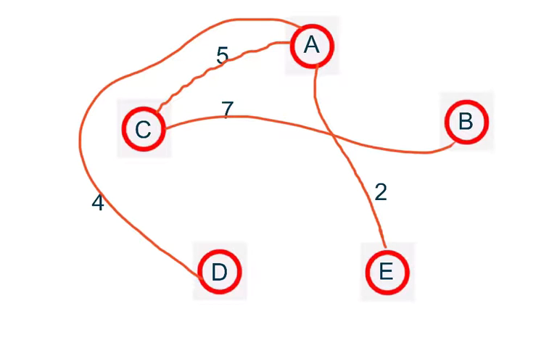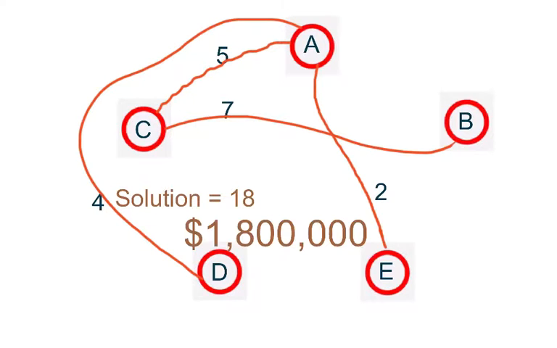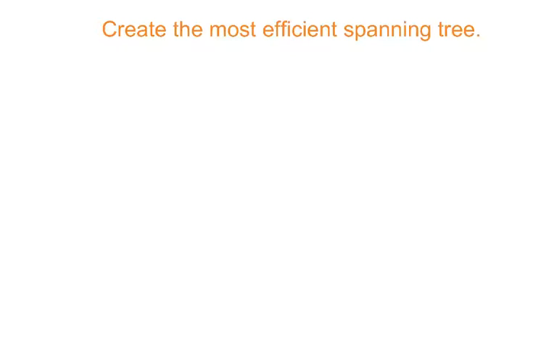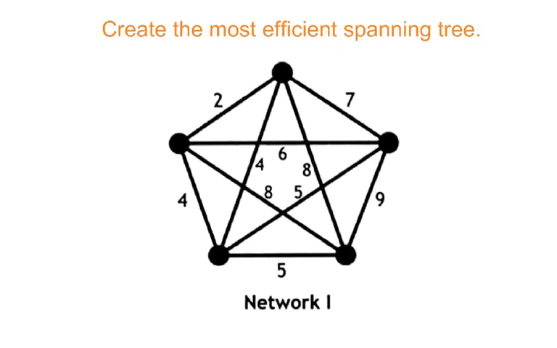So the solution to this spanning tree here is 18, and since each of these weights represents hundreds of thousands of dollars, that's $1,800,000. Just another check: you want to make sure that all cycles are gone, and once that's the case, you have completed the minimal spanning tree. So create the most efficient network, or the most efficient spanning tree for this graph.